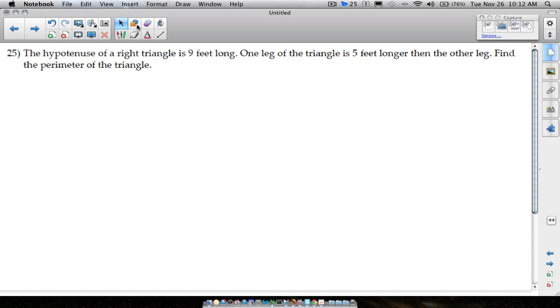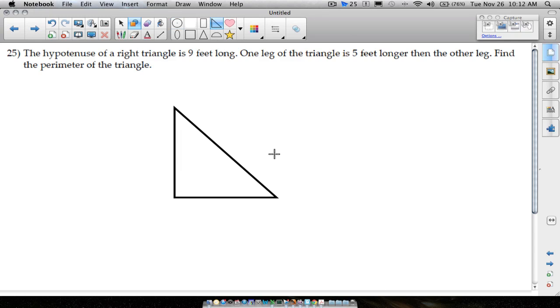The hypotenuse of a right triangle is 9 feet long. So we have a right triangle. The hypotenuse, that's going to be this guy right here. One leg of the triangle is 5 feet longer than the other leg. So let's call this leg L. Let's call it X, because I like writing X better than L's. That way we don't confuse them with ones.